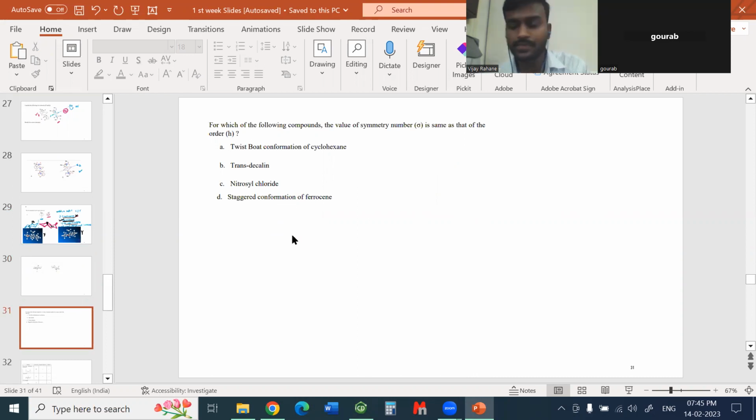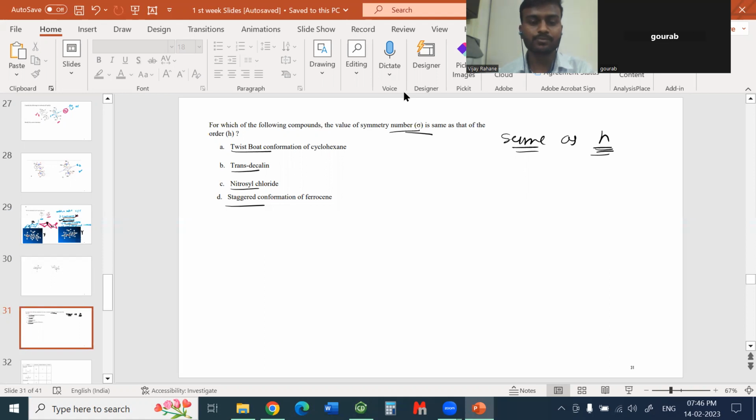Now, for which of the following compounds is the value of the symmetry number sigma the same as that of the order h? They have given four different structures, and we need to identify the one whose symmetry number is the same as h. What is h? It is the order of the point group. So we need to identify which point group each belongs to, and then compare it with the symmetry number.